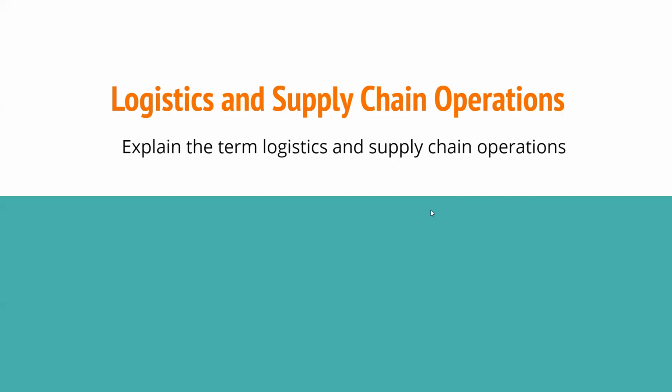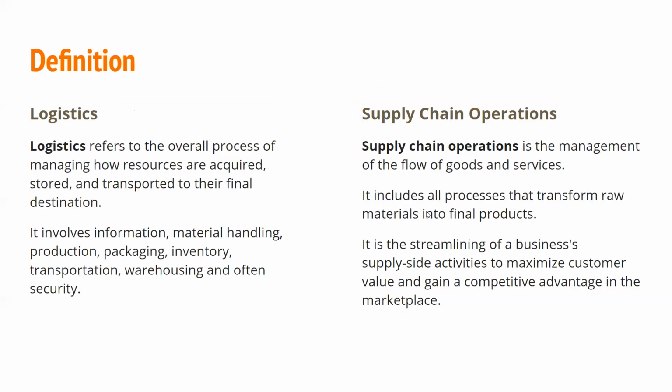When we talk about logistics and supply chain operations, logistics is basically the overall process of how we manage and find the resources that we need in order to make the final product for the consumer. But more so, it is very specific to getting the resources. Where are you going to store it? How are you going to transport it? And we're talking about getting it to us as well as to the final destination.